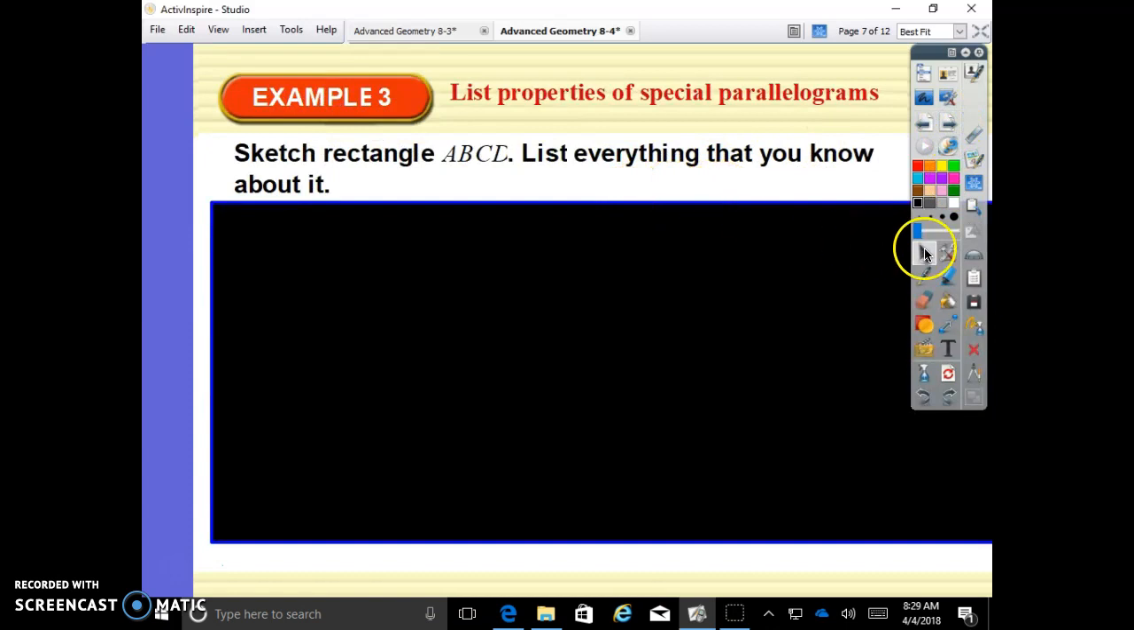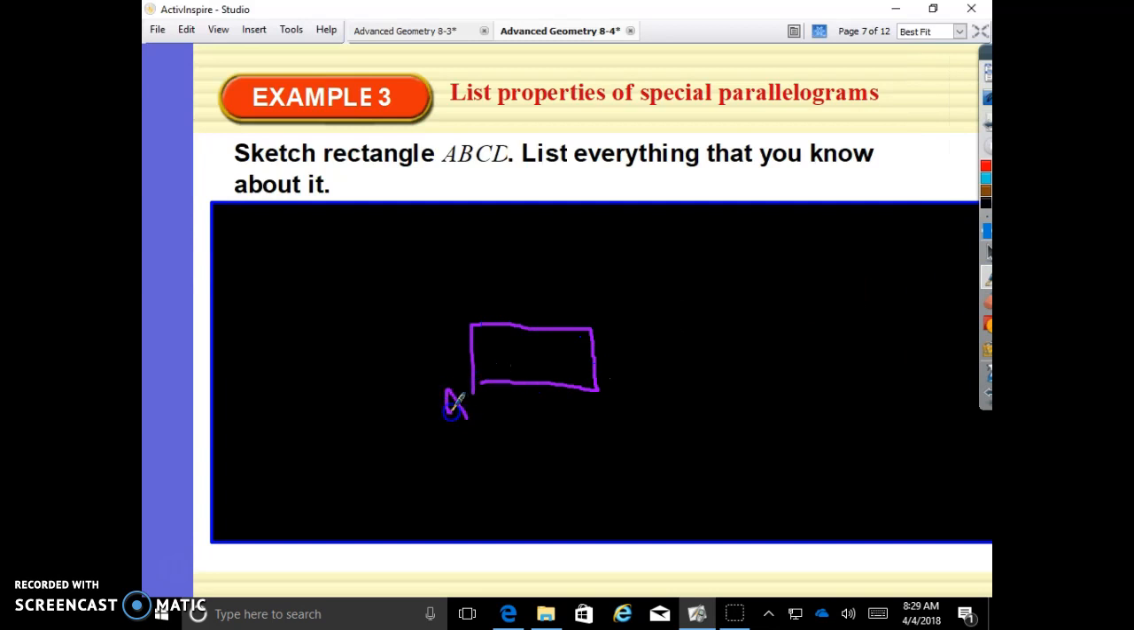Sketch a rectangle ABCD and list everything that you know about it. So if we have rectangle ABCD, what do we know? Opposite sides are equal. Opposite sides are parallel.